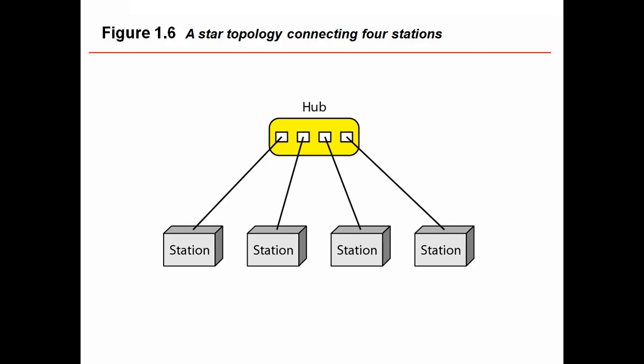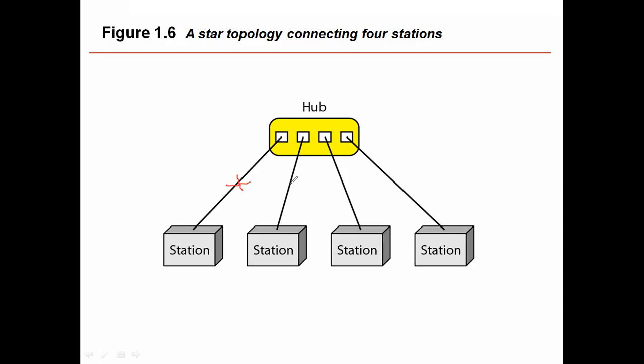So here we have stations 1, 2, 3, 4, and suppose a link failure happens between station 1 and the hub. Only station 1 is not connected in the network, but all the remaining stations are still connected. So if failure occurs between station 1 and the hub, only station 1 will be idle and the remaining 3 stations will still be in the network.